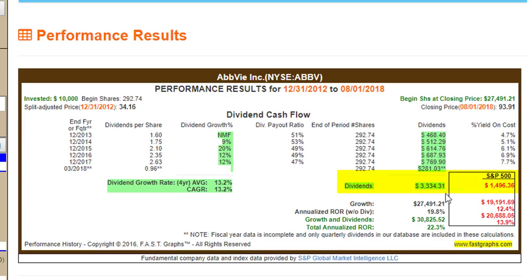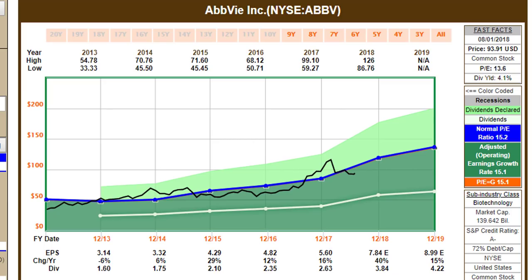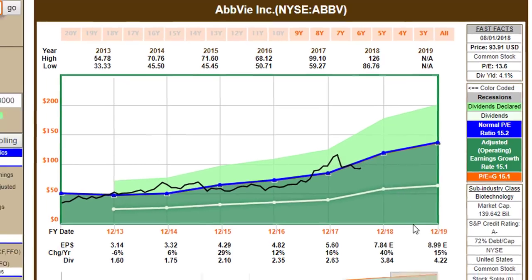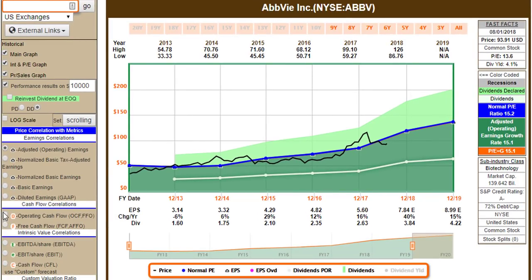You can see they've paid significantly more dividends, they've produced significantly more capital appreciation, and an annualized total return of 22% versus the very exceptional return for the market. Remember now the market's overvalued now at 13.9. But the point is the stock got overvalued here, and now it's come to where it's below these normal fair valuation reference lines.